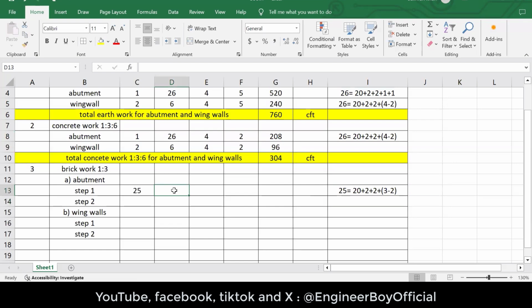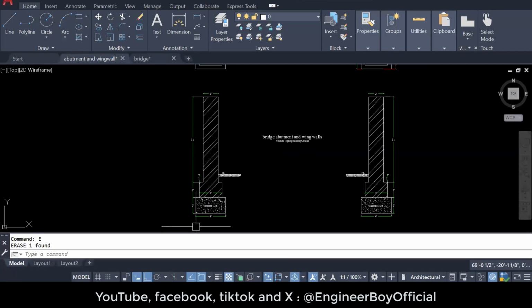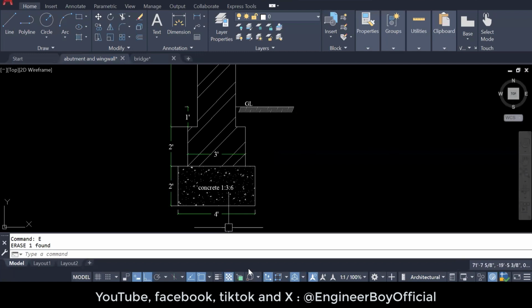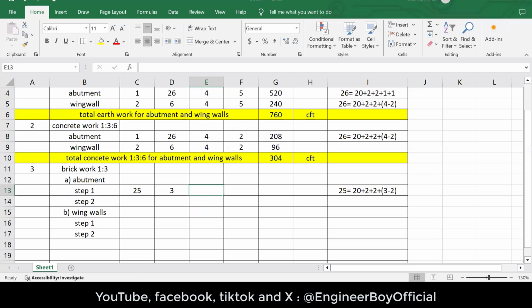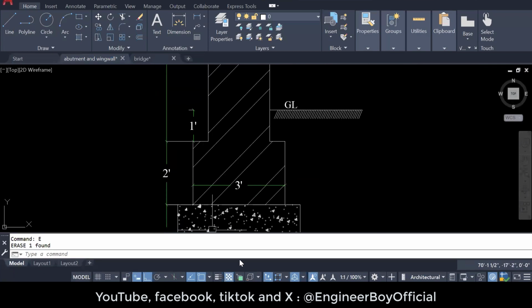Now, what is the width of the wing wall in the same step? That is 3 feet. So you can put 3 over here. Now the height. Let's just jump into the AutoCAD so we can see the height. The height is 2 feet, you can see it. So 2 feet over here.